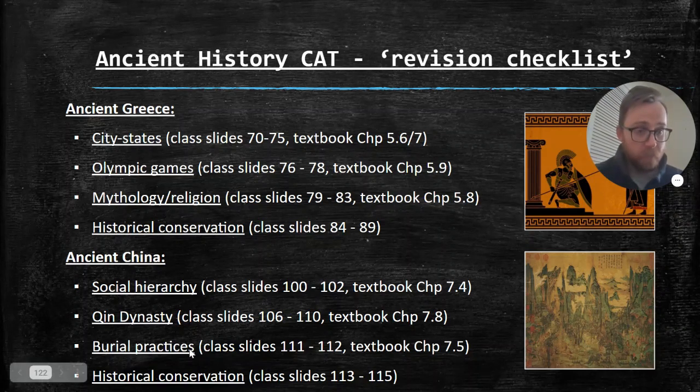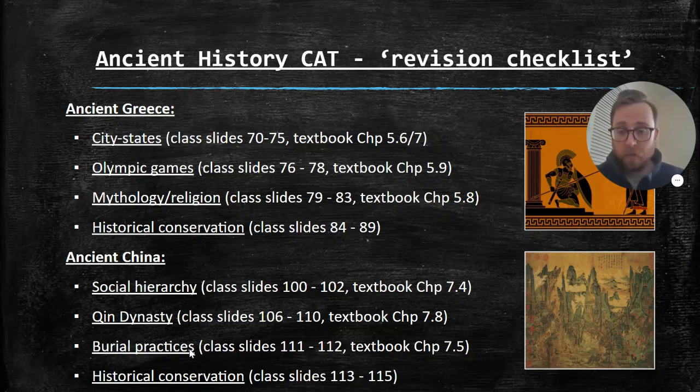So the mausoleum of the first Qin emperor would be a good example to look at for that one. The mausoleum's a fancy word for tomb or graveyard, essentially. And then finally, historical conservation, class slides 113 and 115. We looked at the Great Wall of China for that topic. So again, similar skills that you're looking at in Greece, in China, and in Australia.